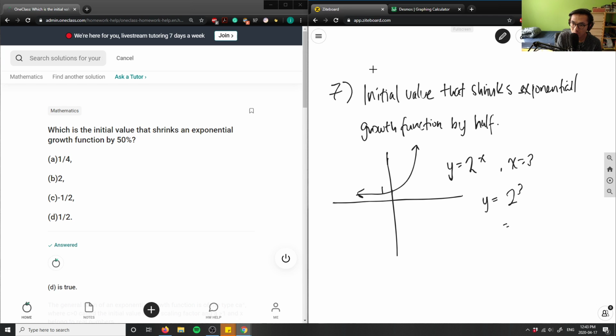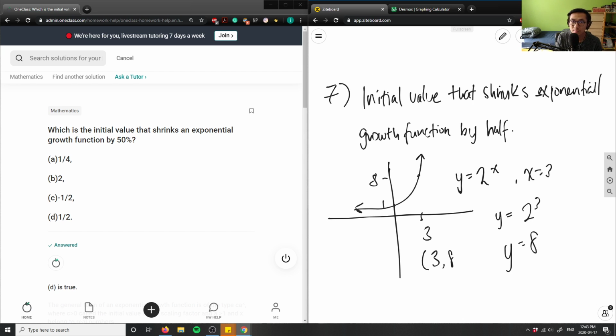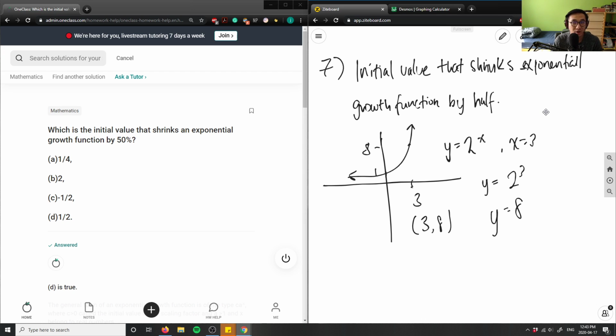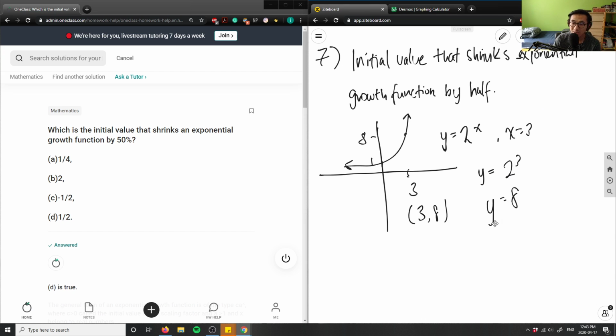2 to the power of 3 here is 8, right? So y would equal 8, which means 3, 8 is a point, right? So let me say this here is 3, and this here is 8. Oh, sorry, it's kind of messy here. I have the point 3, 8 in my function here. So it says here, initial value to shrink the initial growth function by half. So I want to actually cut this value by half.